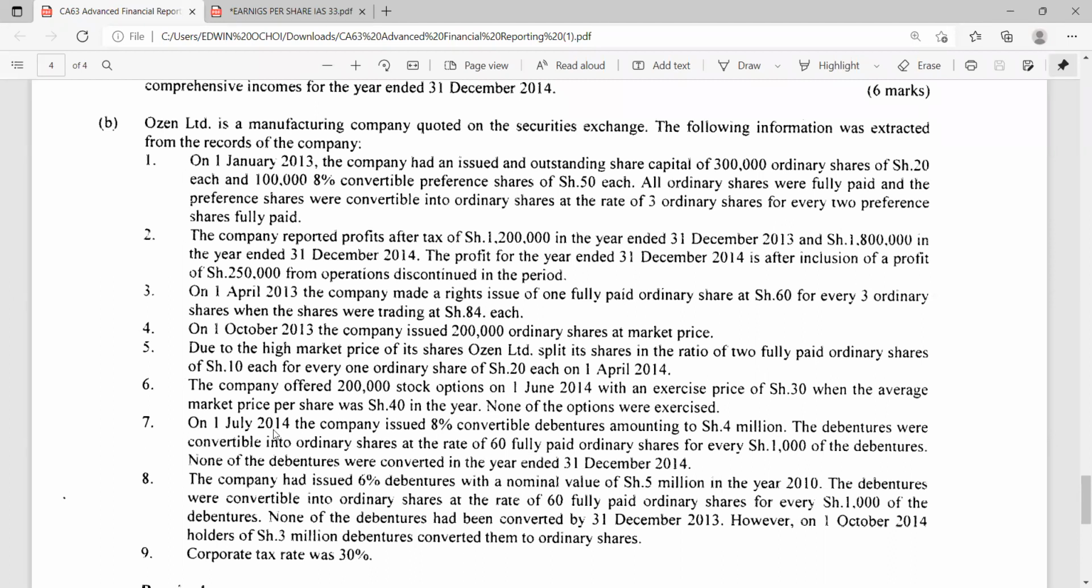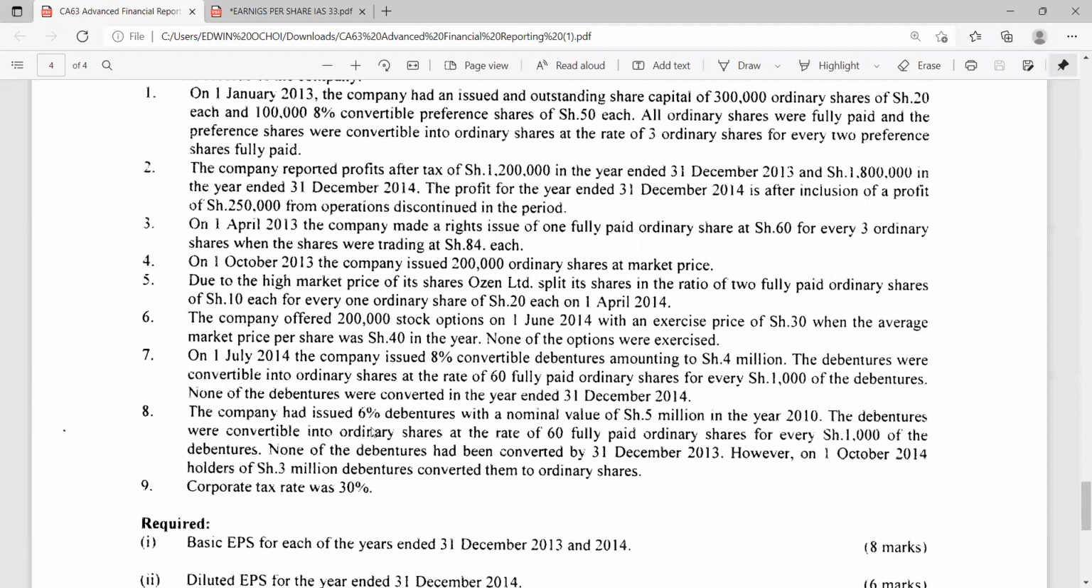Number 7, on 1st July 2014, the company issued 8% convertible debentures amounting to shillings 4 million. The debentures were convertible into ordinary shares at the rate of 60 fully paid ordinary shares for every shillings 1,000 of the debentures. None of the debentures were converted in the year ended 31st December 2014.